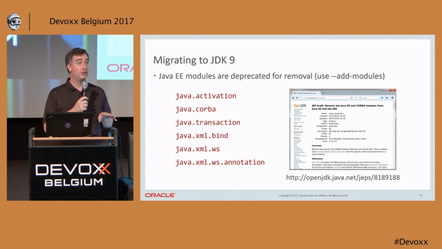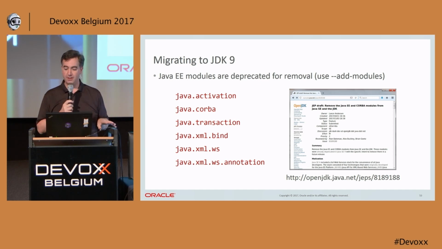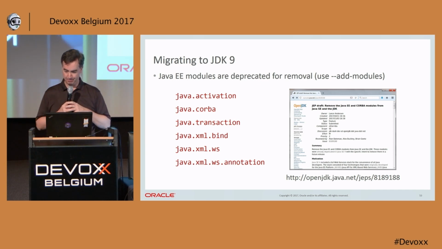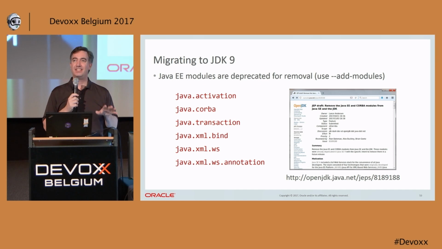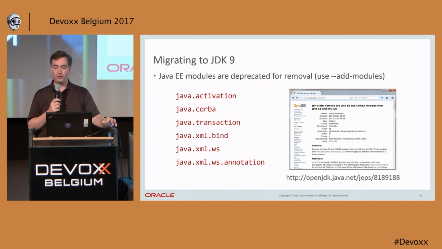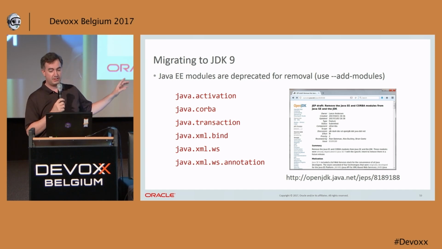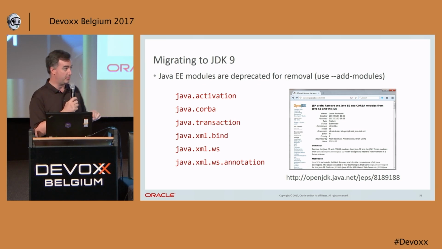If you're running code on the class path that uses any of their APIs, then you can use the add-modules flag on the command line to enable them. But please understand this is a stopgap. Going forward, you need to obtain standalone versions of the Java EE technologies. Now, standalone versions are available on Maven Central today. For pointers, you can see the removal JEP that we've just submitted.